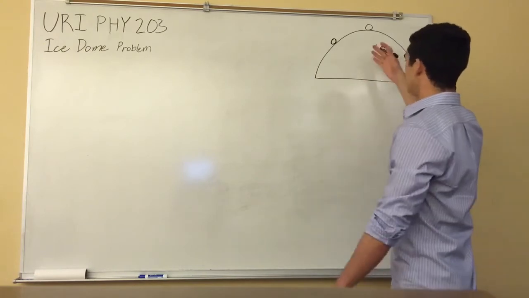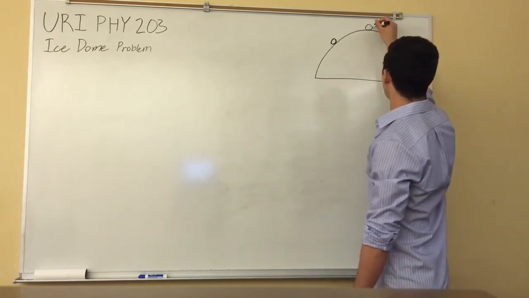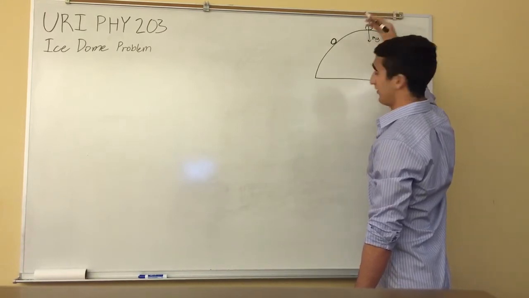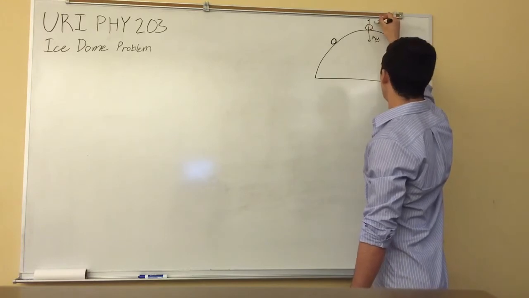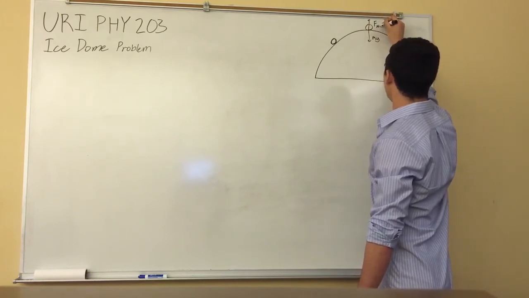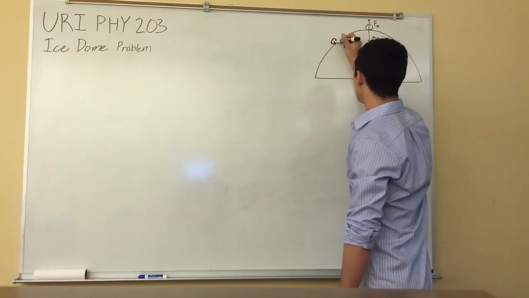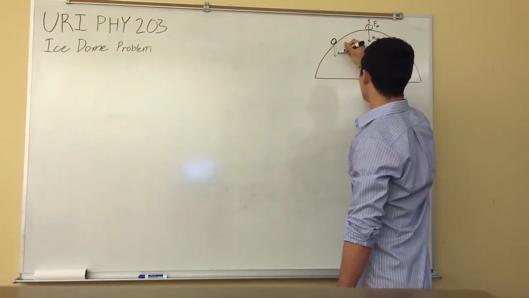So the next step is we're going to do free body diagrams for these. Right here, we have, of course, mg down. Going up at the equal and opposite amount is the normal force. Now over here, it's a little different. We're going to break this down into components just like you've done all semester.